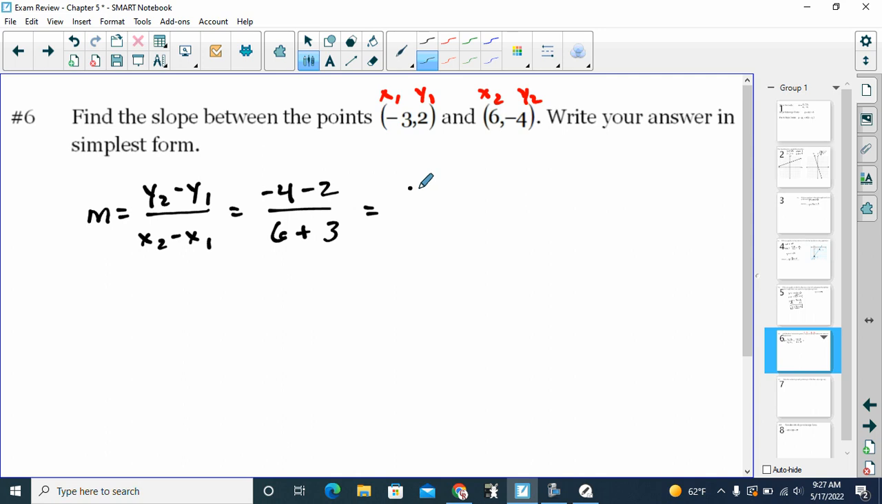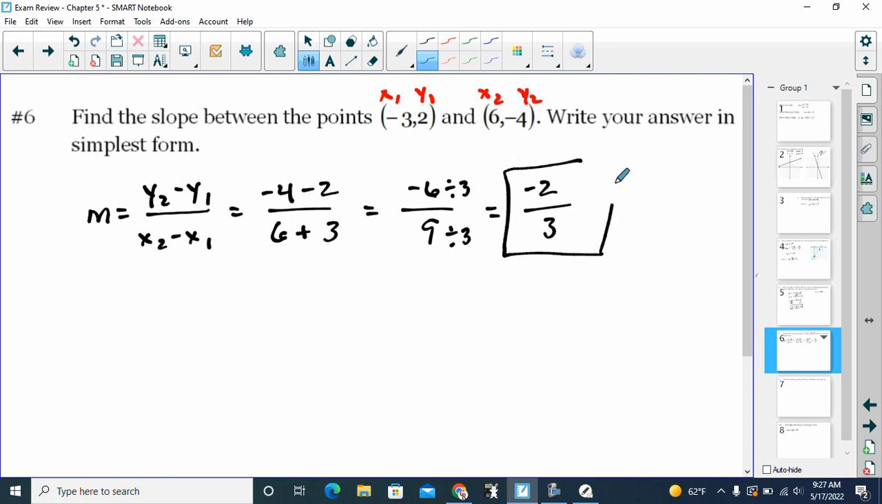-4 minus 2 is -6. 6 plus 3 is 9. It asks us to write our answer in simplest form. The first thing we want to try to do is just divide. 6 divided by 9 does not come out even. So when that's the case, we want to try to reduce the fraction. 6 and 9, I can divide those both by 3. -6 divided by 3 is -2. 9 divided by 3 is 3. My slope is -2/3.